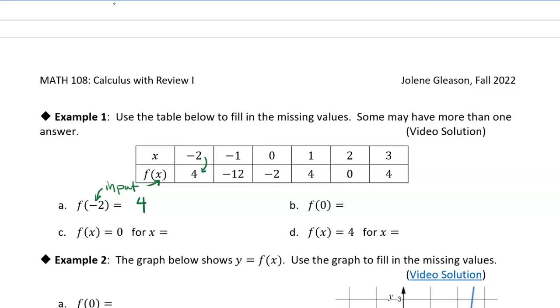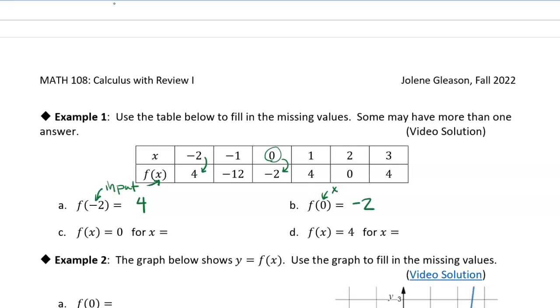All right, let's look at B. This is asking for f of 0. This is our x value, so we look for the x value of 0 and find the corresponding f of x value. It's negative 2.